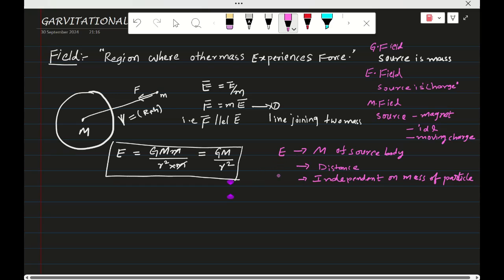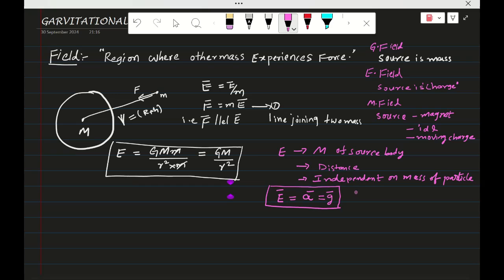So in some special cases, from the formula I can tell the gravitational field will be acceleration. Field will be acceleration, that is equal to acceleration due to gravity, g. Why only in some cases? Because the acceleration is inversely proportional to its mass. In Newton's laws we studied this, right?